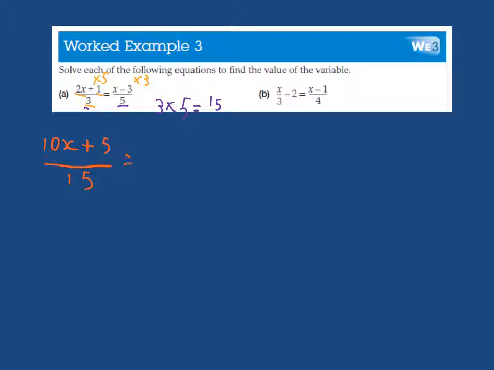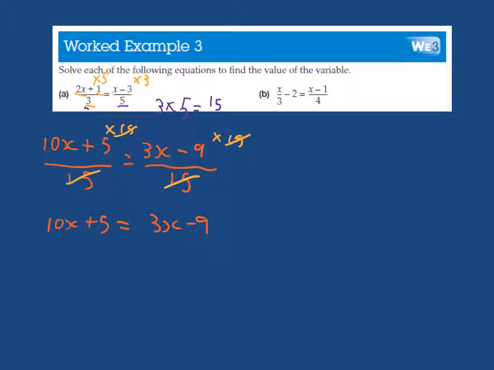And on the right, same. So 3 times x is 3x, minus 3 3s are 9. 5 times 3 is 15. And now I've got a common denominator. If I multiply this side by 15 and I multiply this side by 15, they cancel out. Okay? And I'm left with, so my next line is 10x plus 5 equals 3x minus 9.